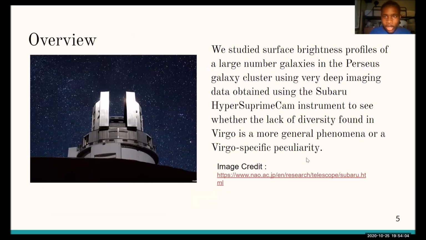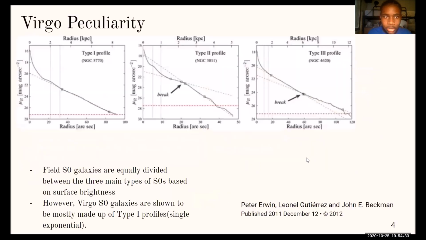In the overview of this project, Ralph and I studied the surface brightness profiles of a large number of galaxies in the Perseus galaxy cluster using very deep imaging data from the Subaru Hyper Suprime-Cam instrument. Basically, we're trying to see whether the lack of diversity in the Virgo supercluster is a more general phenomenon, or just a Virgo-specific peculiarity. And the second one I'm about to talk about next.